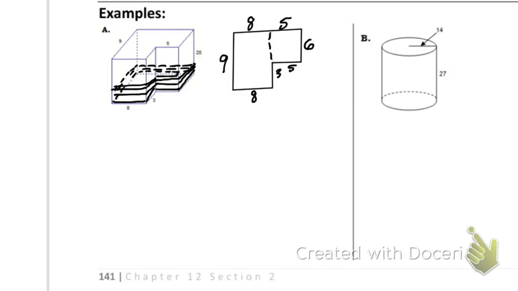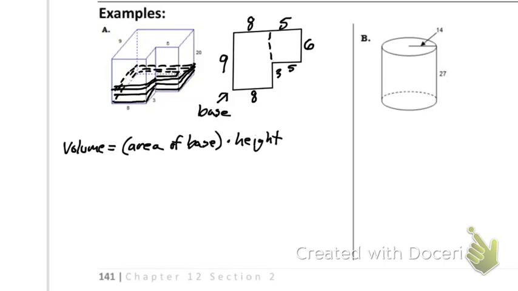Now, I'm going to call this the base. Now remember, volume equals the area of our base times how many times we're going to stack it. In other words, that's times the height. In this case, what I'm picturing is we're stacking this up like that, and our height is going to be that 20. So that's my height. I just have to find the area of the base. Well, this is my base. I just need to find the area of this.